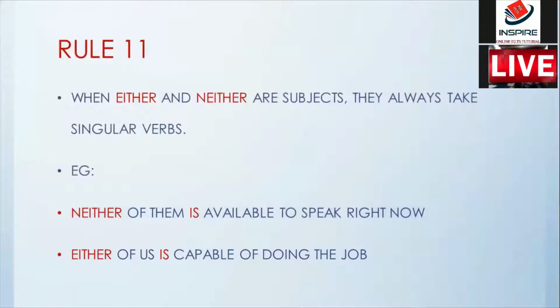ഓക്കെ, either of us is capable of doing the job. either of us, us എന്ന് കണ്ടതുകൊണ്ട് are എഴുതാൻ പോകരുത്, either ആണ് ഇവിടുത്തെ സബ്ജക്ട്. സോ വി നീഡ് ടു റൈറ്റ്, either of us is capable of doing the job. is അത് സിംഗുലർ വേർബ് ആണ്. ഓക്കെ, so that is what rule 11 is all about.